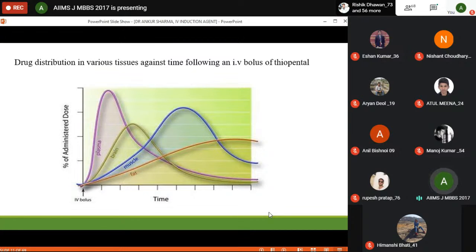This diagram shows the drug distribution in various tissues following an IV bolus of thiopental.